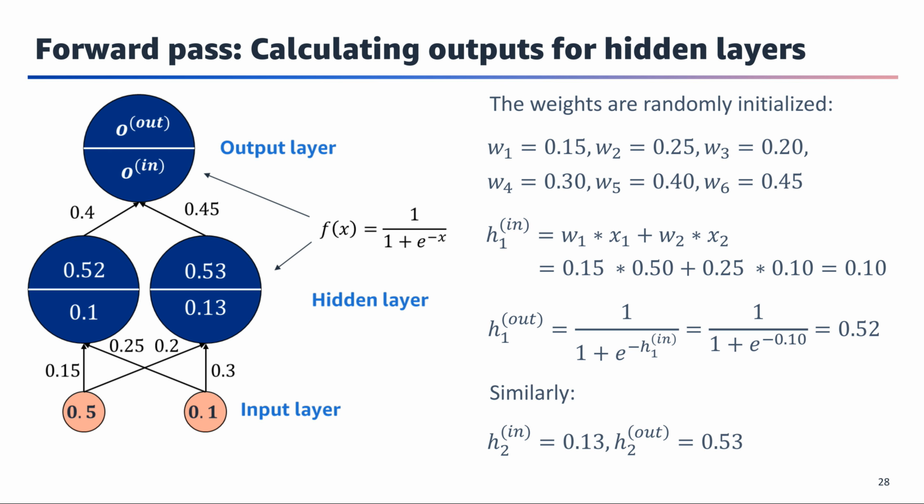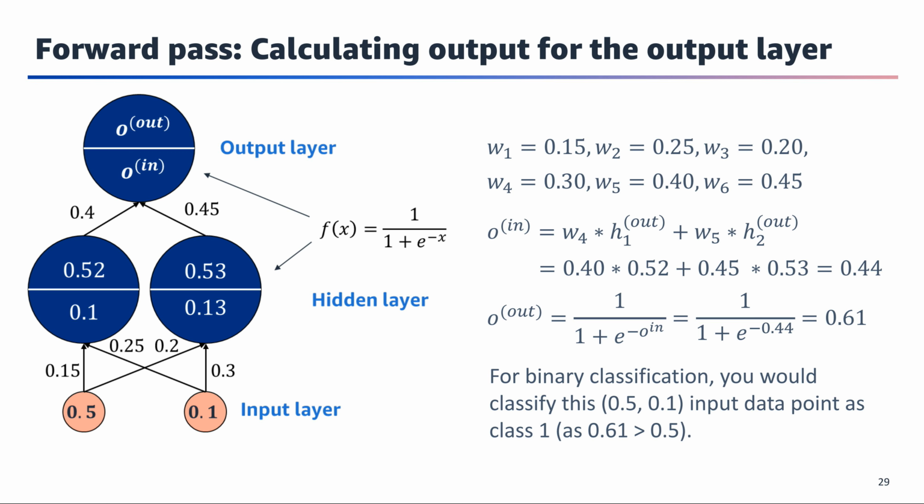Similarly, with the inputs 0.5 and 0.1, the weighted sum arrives at the second hidden neuron, H2. The following values are calculated. H2 in equals 0.13, and H2 out equals 0.53. These output values from the first layer, 0.52 and 0.53, will be the inputs to the next layer's neuron. One more pass forward through the neural network is needed. Imagine how, in deeper networks, this might mean that training goes for much longer.